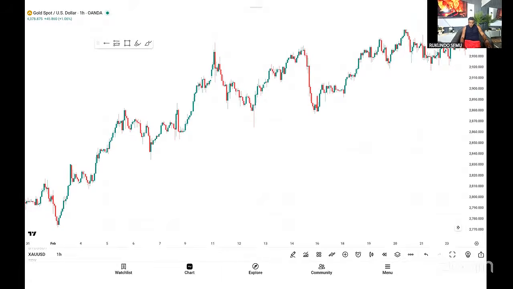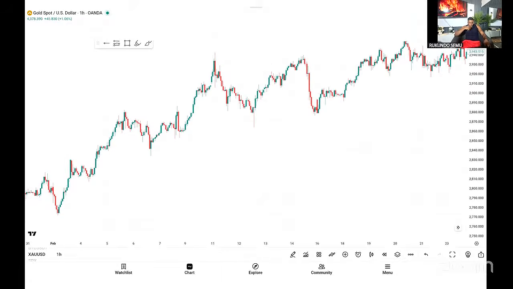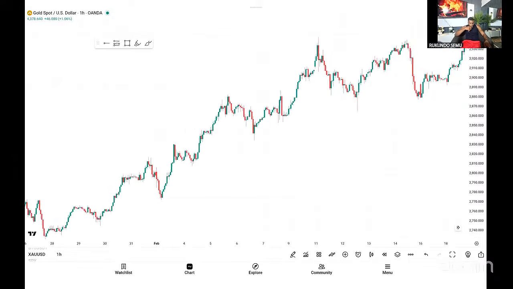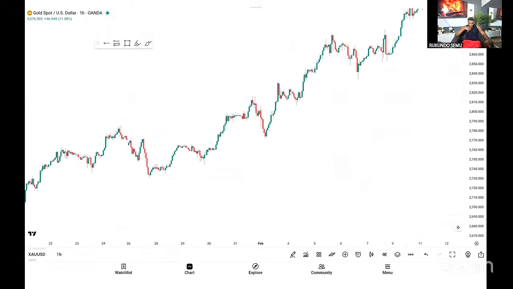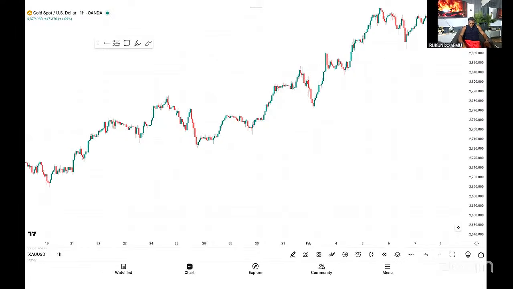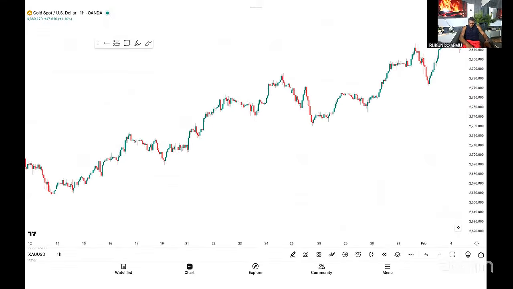And by the way, guys, when you are backtesting this strategy, you must go on Oanda. Oanda is one of the best, because on Oanda markets are not manipulated.